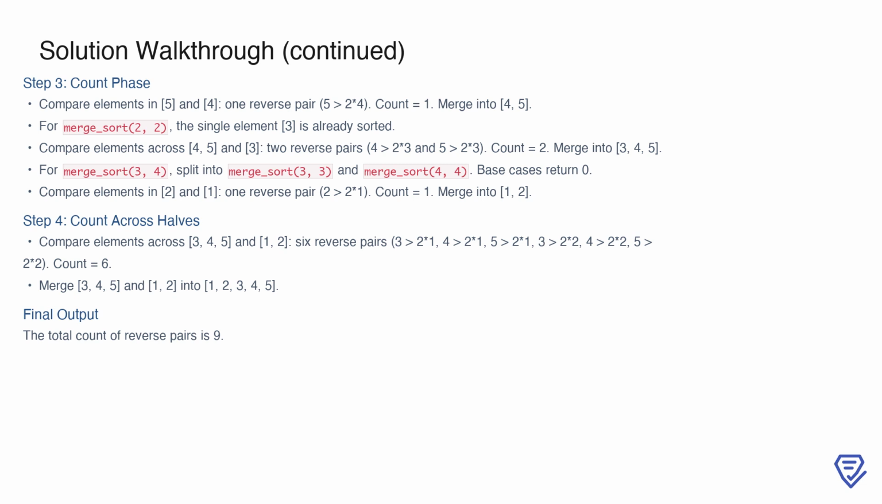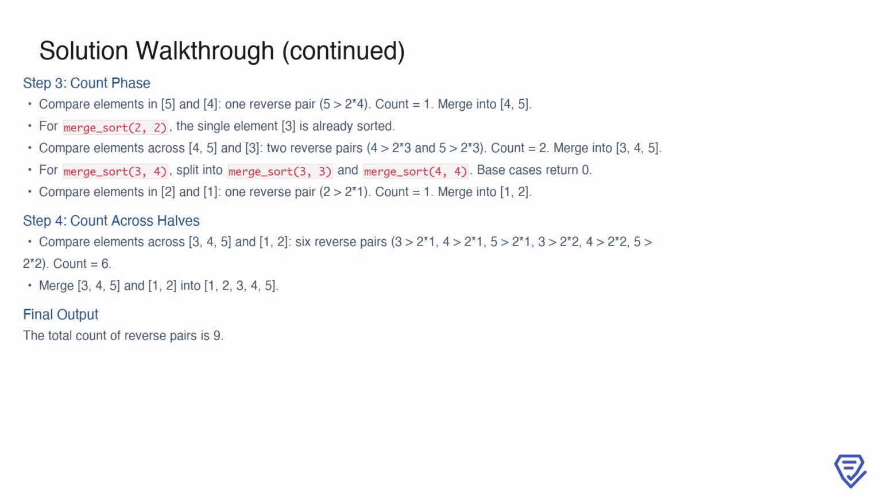During the count phase, we compare elements in 5 and 4. Since 5 is greater than 2 times 4, we find one reverse pair. The count increases to 1, and we merge these elements into 4, 5. The subarray 3 from range 2 to 2 is already sorted. Comparing across 4, 5, and 3, we identify two reverse pairs, 4 with 3 and 5 with 3. This adds 2 to the count, bringing the total to 3. We merge these subarrays to form 3, 4, 5.